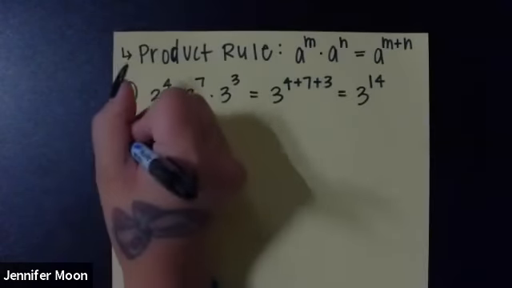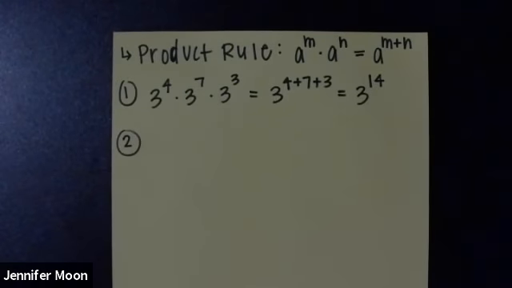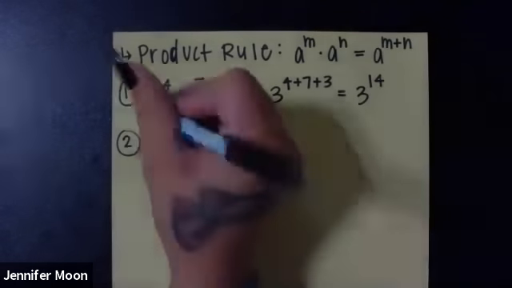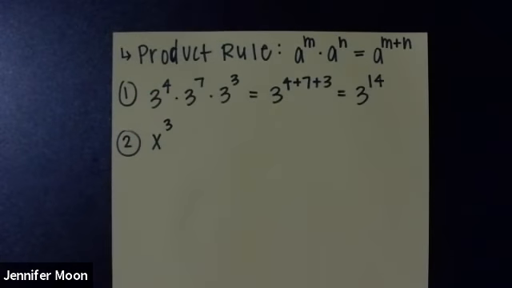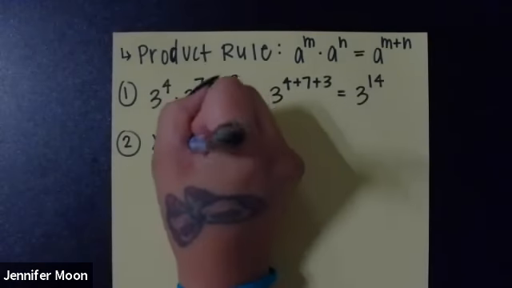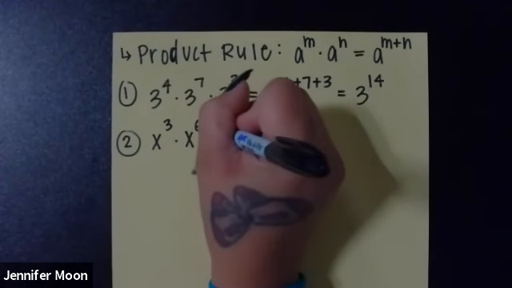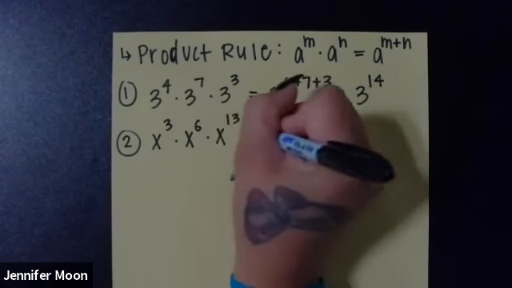Okay, so let's do this example. This is very similar to the first one, y'all, but instead of numbers for my bases, I'm going to use variables. Okay, say we have x cubed. Cubed means to the 3rd power, right? X cubed times x to the 6th times x to the 13th.